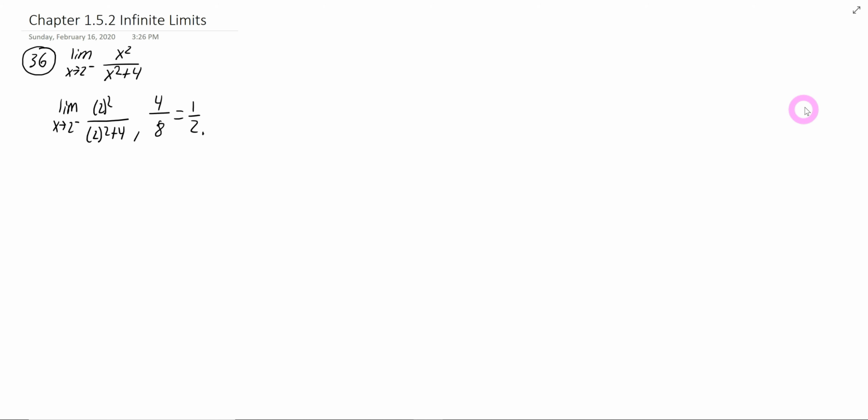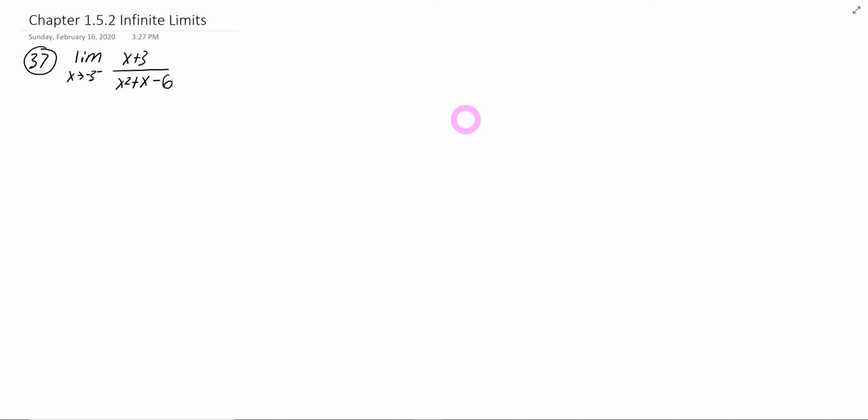So 36 is definitely one of the easier ones. So in 37 now, we're looking at the limit as x goes to -3 from the left of x plus 3 all over x squared plus x minus 6.